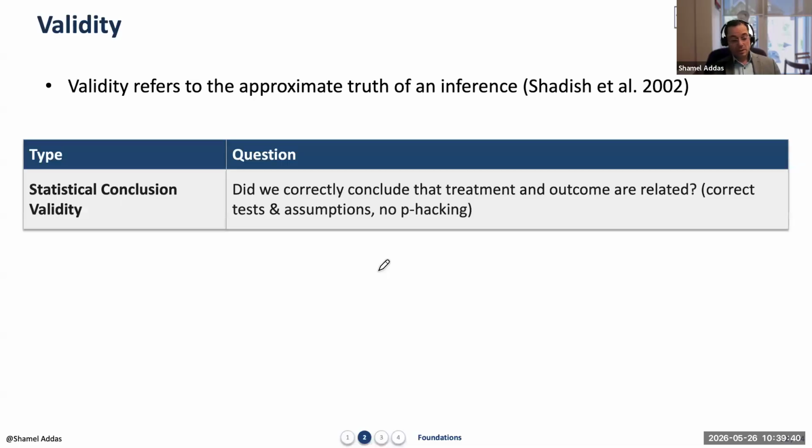There are different types of validity. There's statistical conclusion validity. So basically, did we correctly conclude that the treatment and outcome are related?